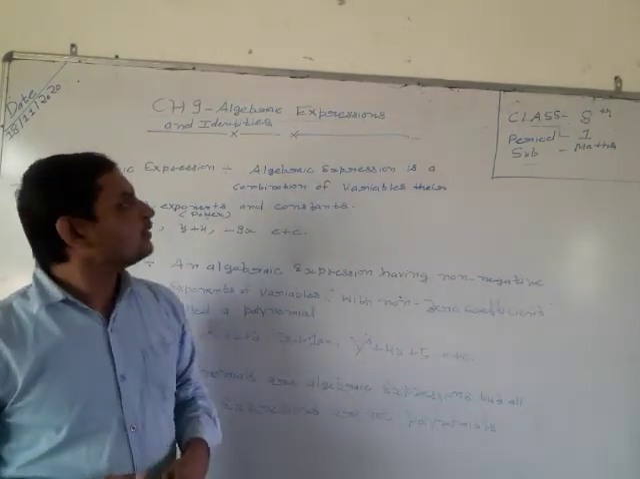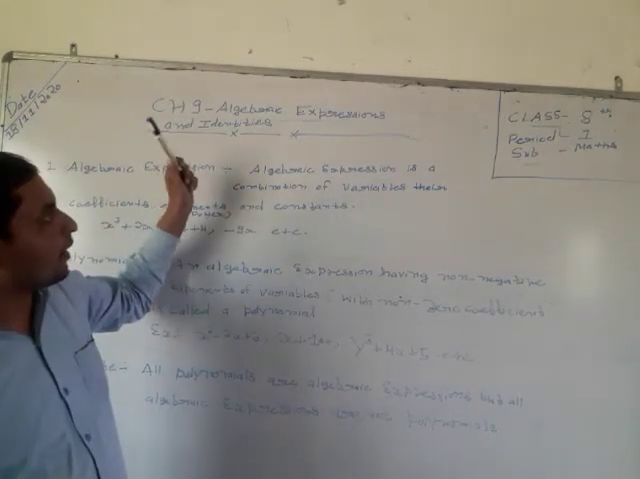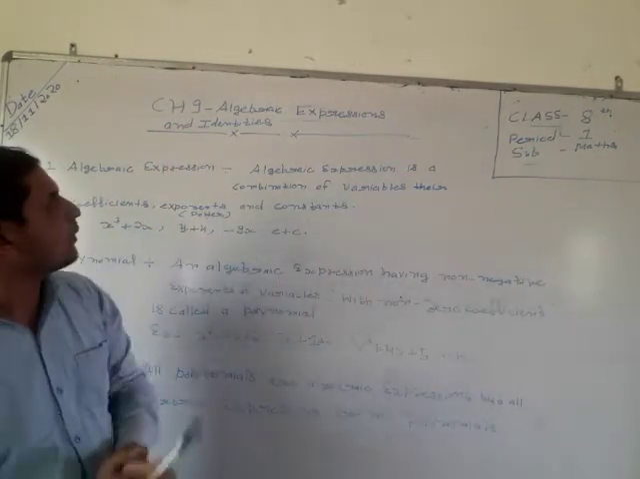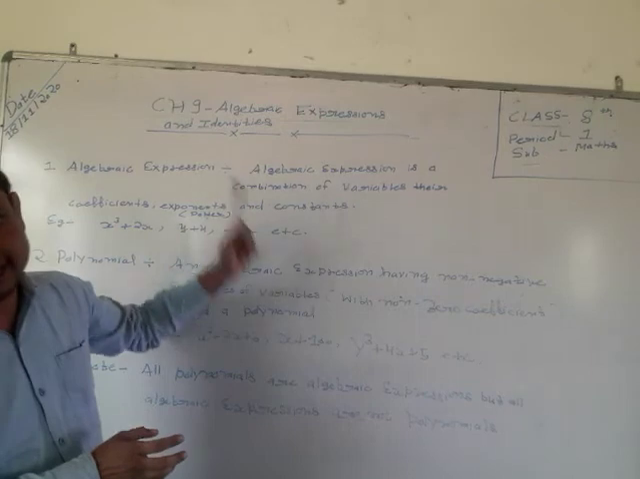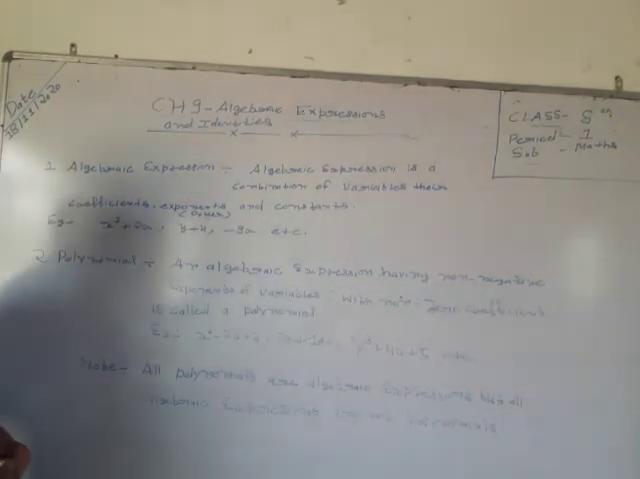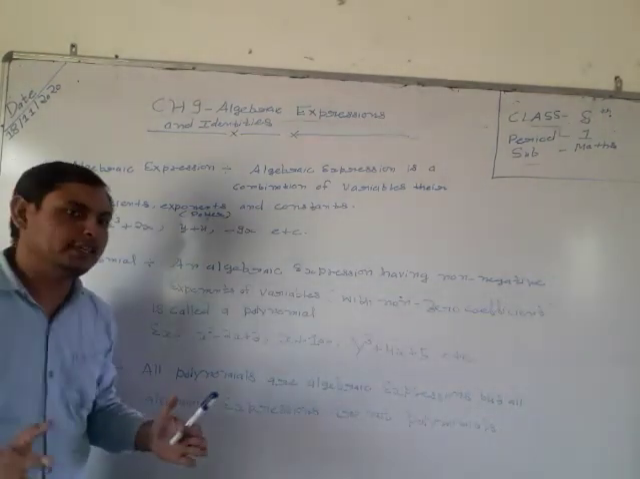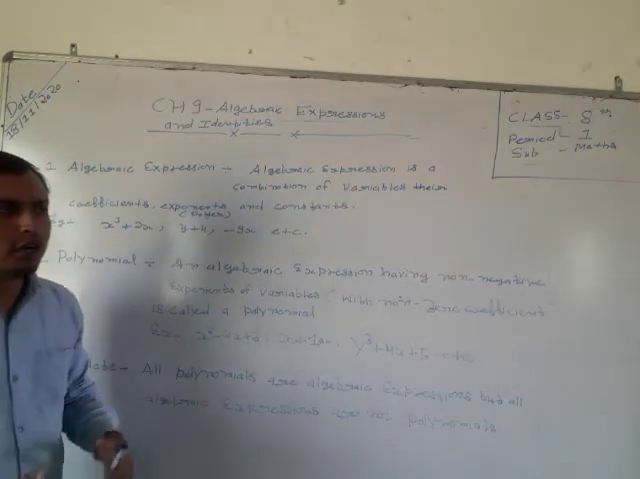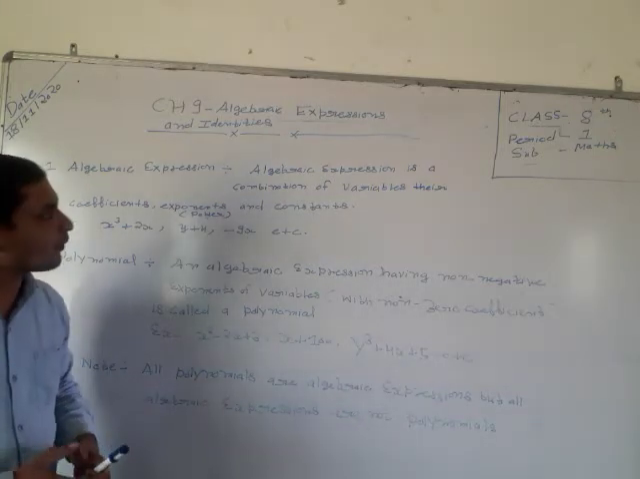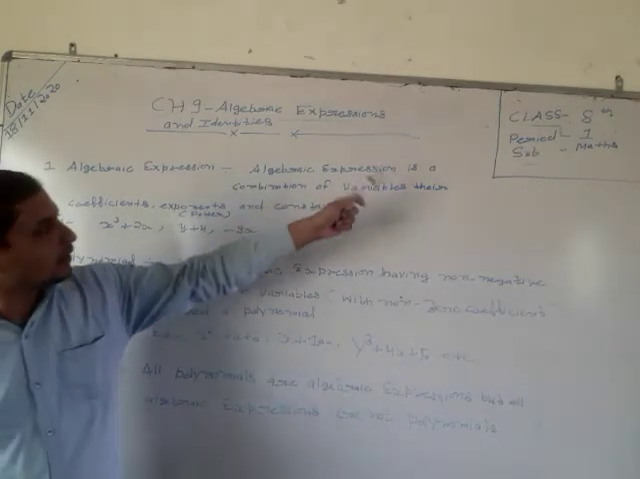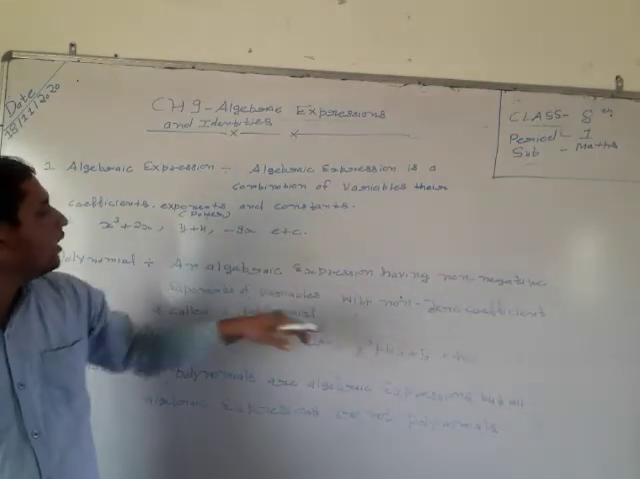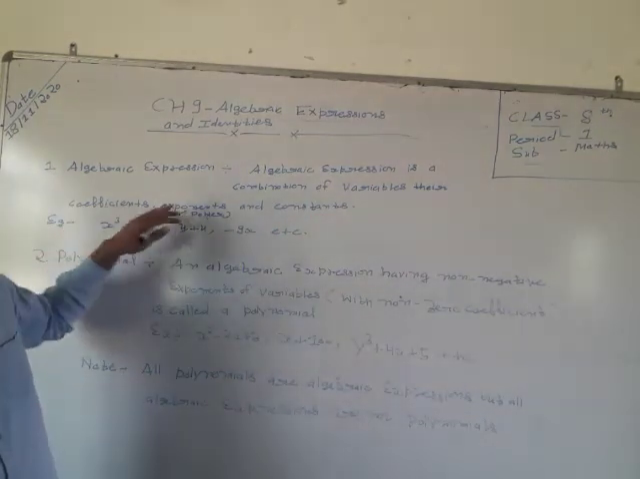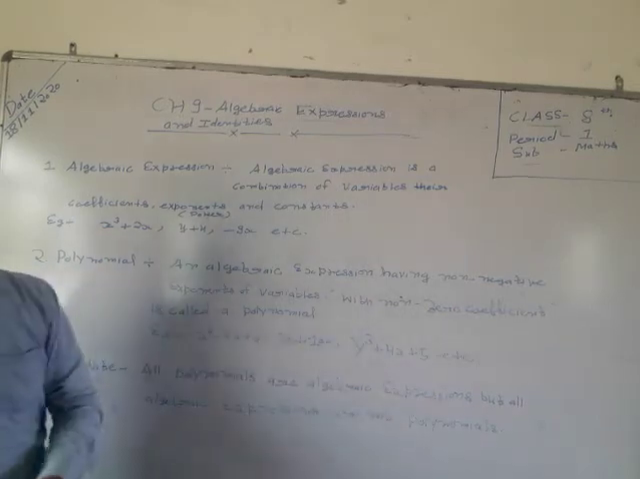Our topic today is, as you know, Class 8, Chapter 9, Algebraic Expressions and Identities. First of all, we will start with the definition of an algebraic expression. What is an algebraic expression? An algebraic expression is a combination of variables, their coefficients, exponents and constants.